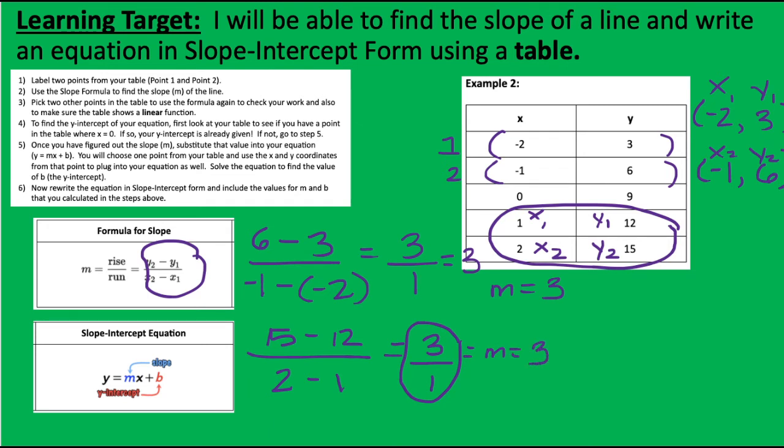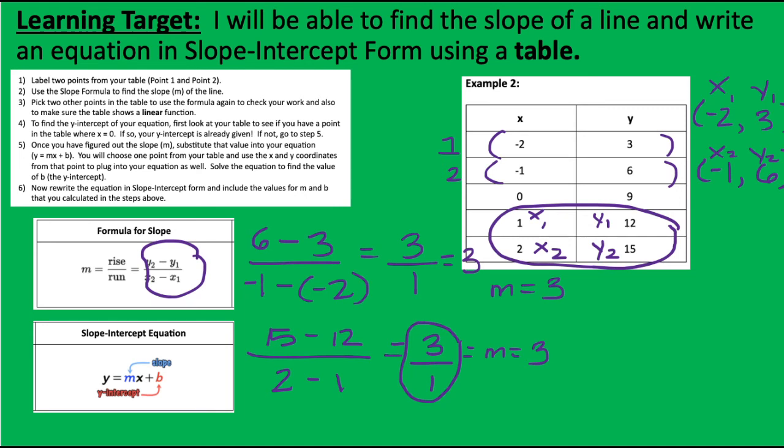So now I'm moving on to step 4. To find the y-intercept of your equation, first look at your table to see if you have a point in the table where x equals 0. If you do, your y-intercept is already given. If not, go to step 5.